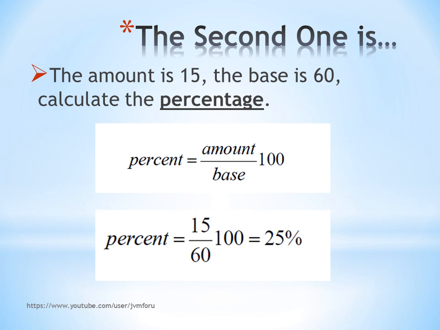In the second example we have the amount as 15 and the base value as 60. Now we have to calculate the percentage. So we have a formula for that. Similarly, the percentage is equal to amount divided by base into 100. So we need to apply each value. The percentage is equal to 15 divided by 60 into 100, which is equal to 25 percentage. Now we can easily come to the solution by using these types of formulas.